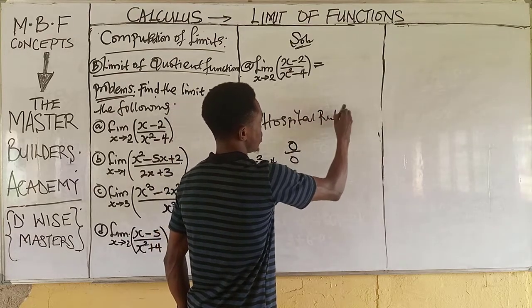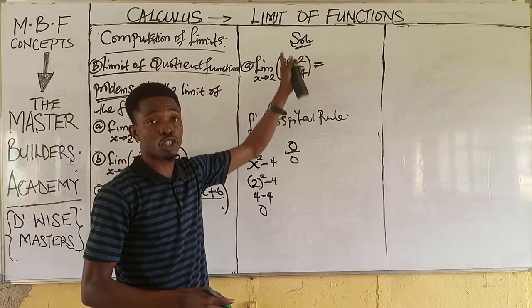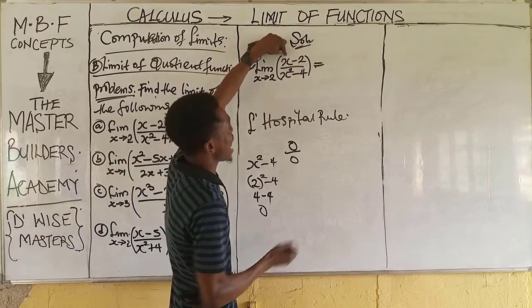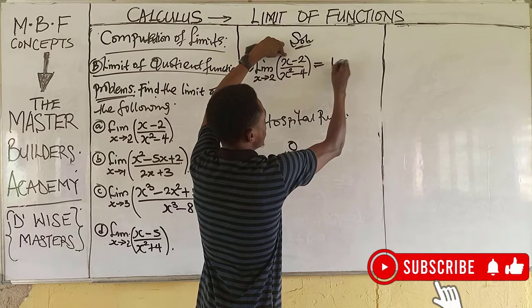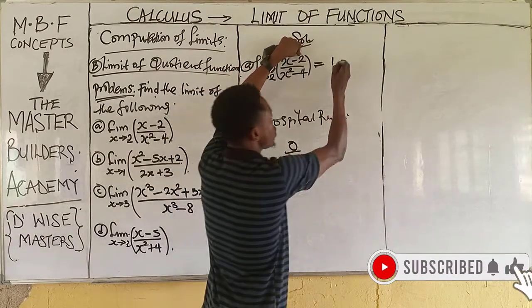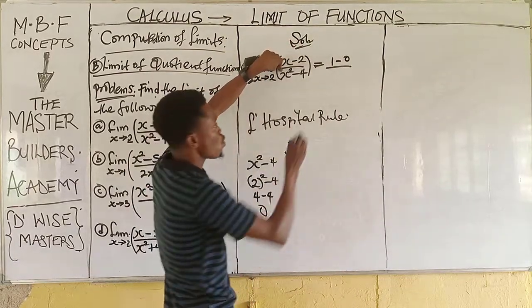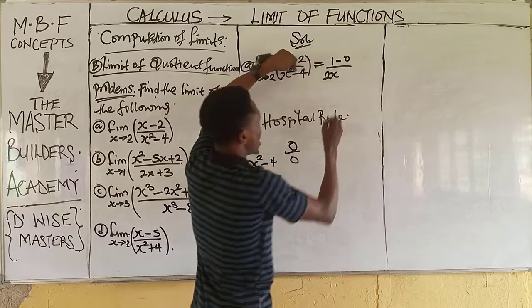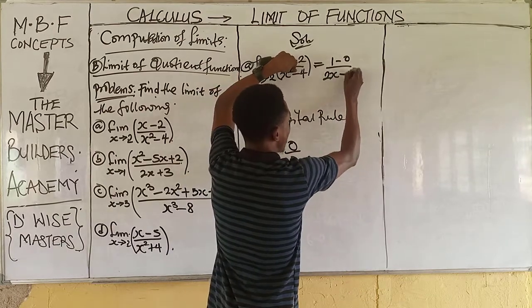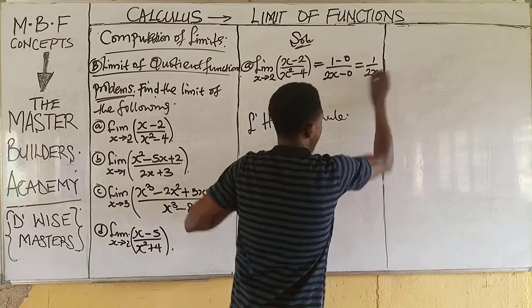So in using L'Hospital, all I need to do is to differentiate these functions individually. So when I differentiate x, I have 1. When I differentiate -2, I have 0. All over, when we differentiate x squared, we have 2x. And when we differentiate 4, being a constant, we have 0. Automatically, this will have given us 1 over 2x.